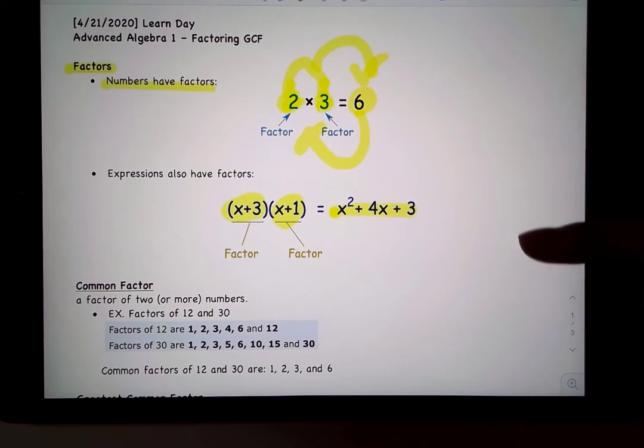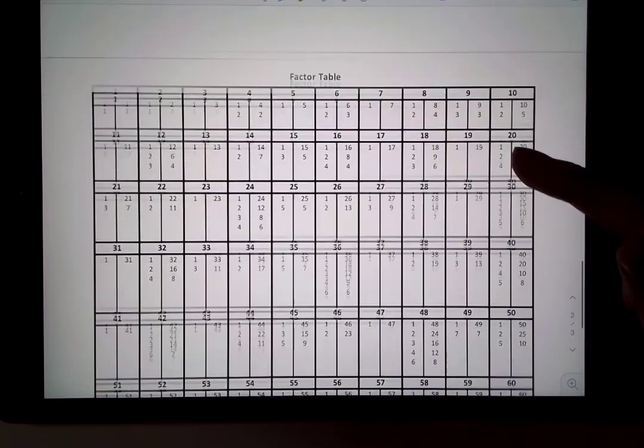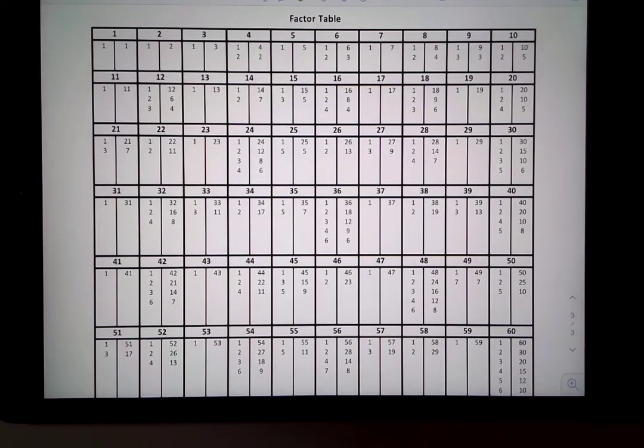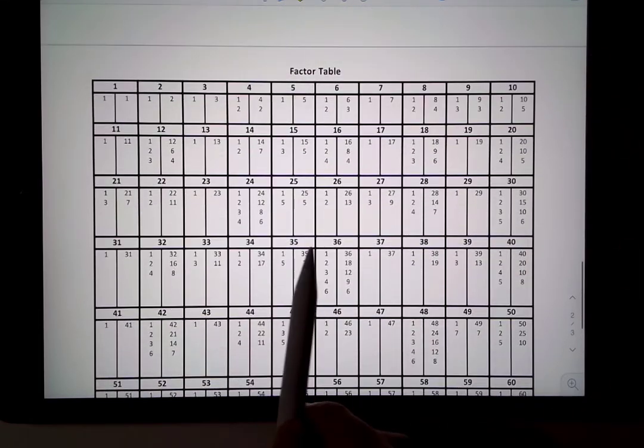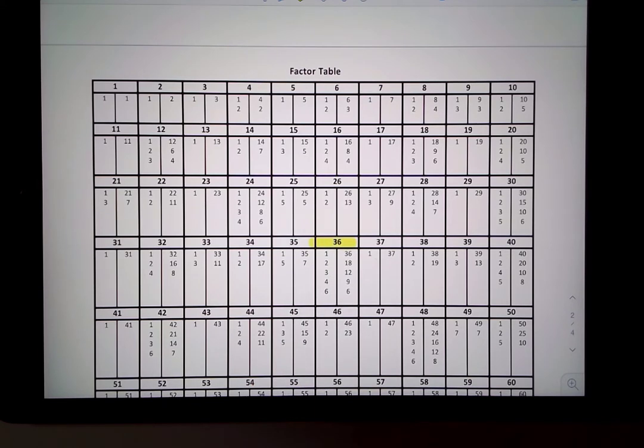Before that, guys, I attached a table called the factor table. I put all the numbers from 1 through 100 here. For example, if I see 36, you will see all the factors of 36. You can break 36 into 1 and 36, or 2 times 18, 3 times 12, 4 times 9, or 6 times 6. So it's all the different combinations for the number.